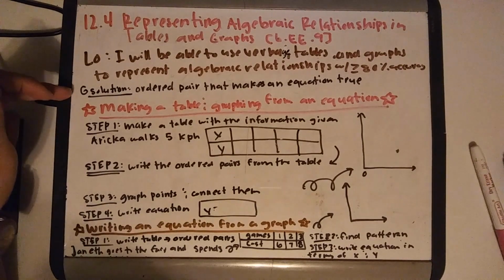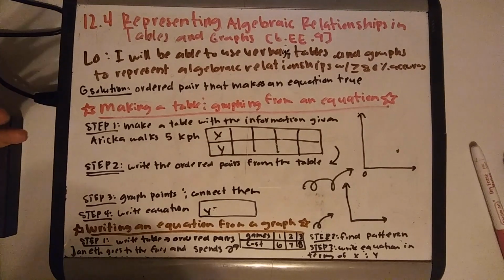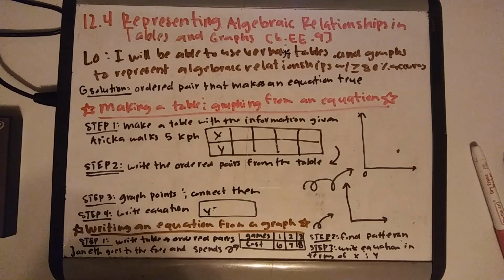One vocabulary word: solution. A solution from a graph or a table is an ordered pair that makes an equation true. So basically, something that is actually part of the graph or the equation. Okay, so we're going to make a table, and then we're going to graph from that equation.